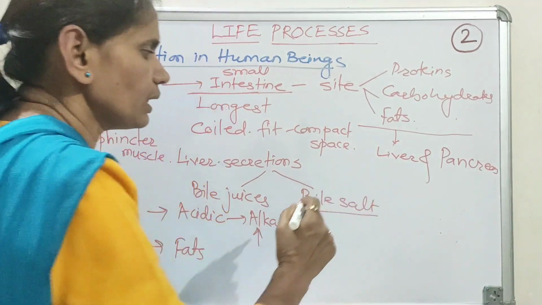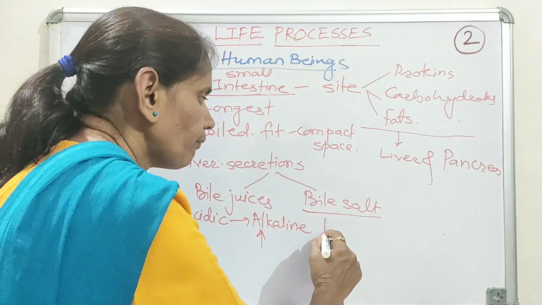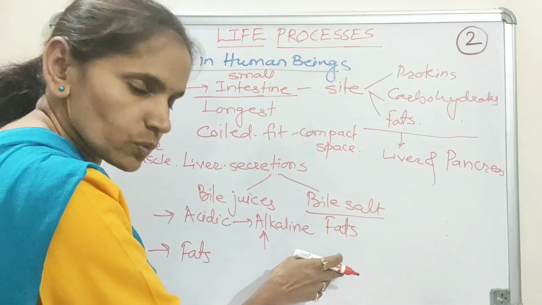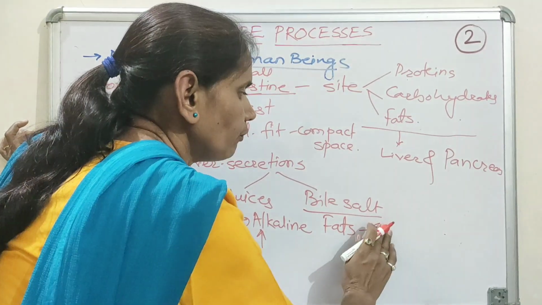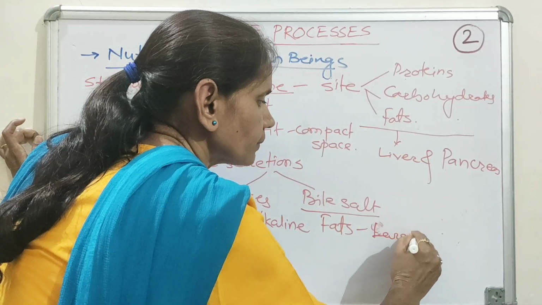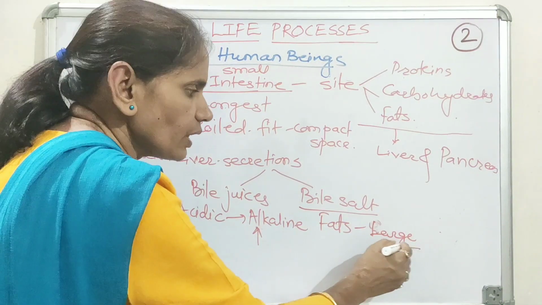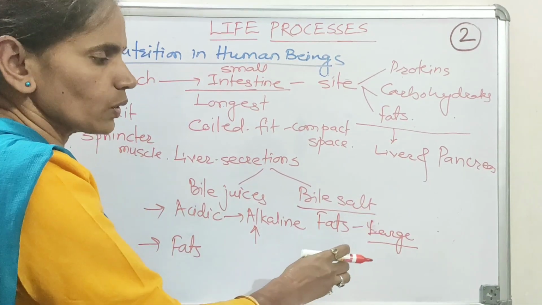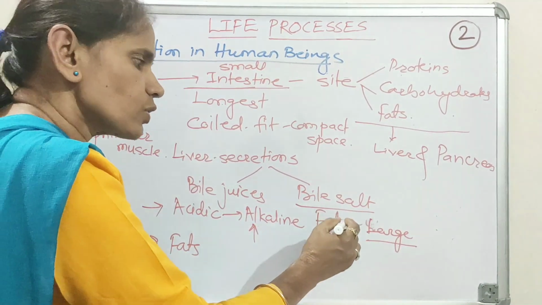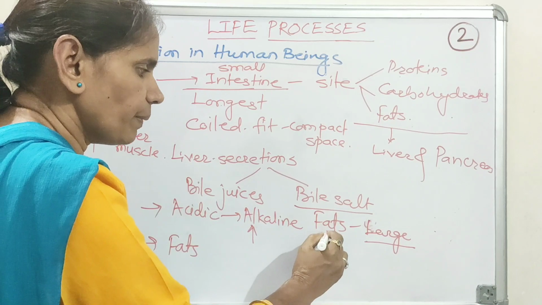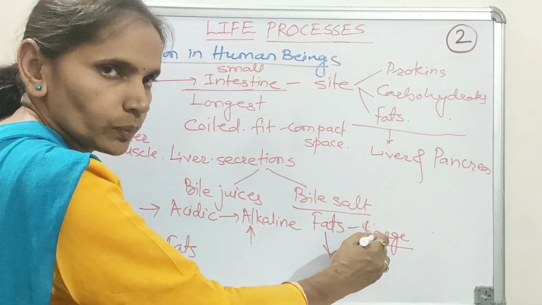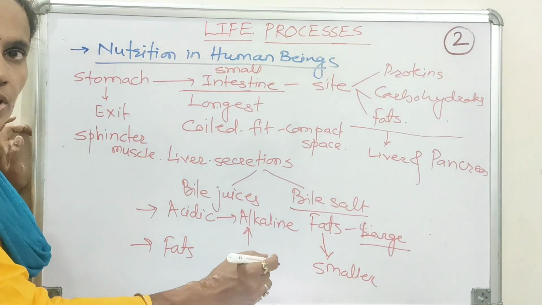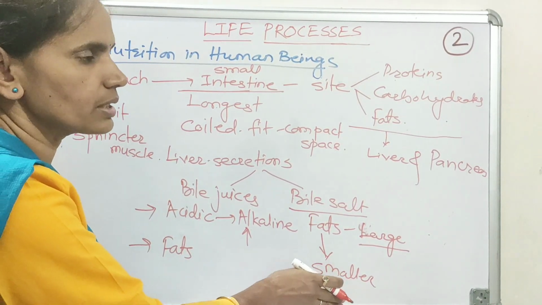The other component is the bile salt. Now when the fats enter the small intestine, they are in the form of very large globules. These large globules are not acted upon readily by the pancreatic enzymes. So the bile salt breaks these large fat globules into smaller globules, so that the efficiency of action of enzymes is increased.